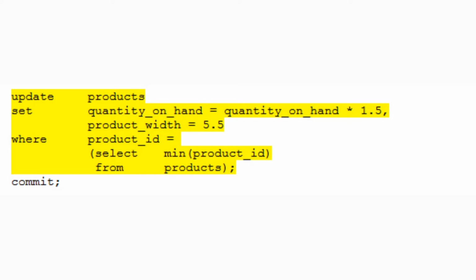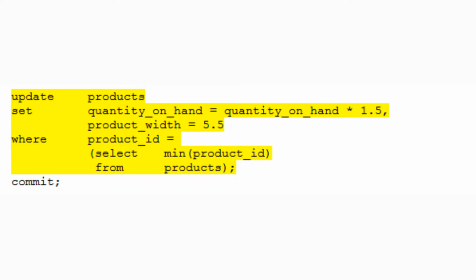Let's do another one where we update a couple of fields and include a little subquery. Update products, set quantity on hand equal quantity on hand times 1.5, comma, product width equals 5.5, where product ID equals left paren select min left paren product ID right paren from products right paren semicolon. Whoa, okay, what's it doing? The subquery is asking for that record in the products table which has the minimum product ID. Straightforward enough. In our case, that record has product ID equal to 1.